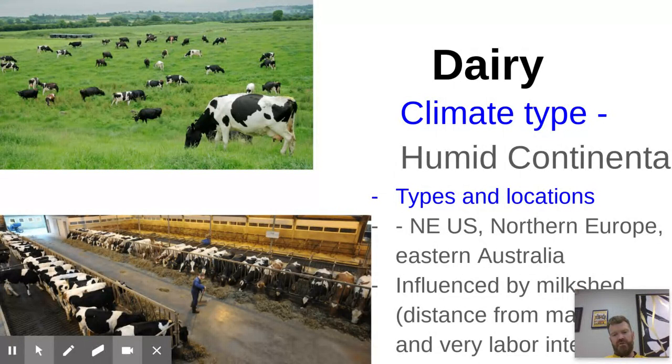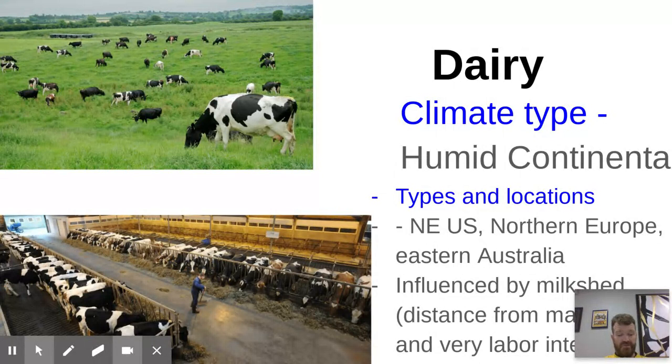So the northeastern U.S., this is influenced by the milk shed. What that means is the milk shed is the market. That's the distance you have to go to actually get your milk to market, so you get money for it. Okay, this is actually labor intensive because milking the cows is extremely labor intensive.